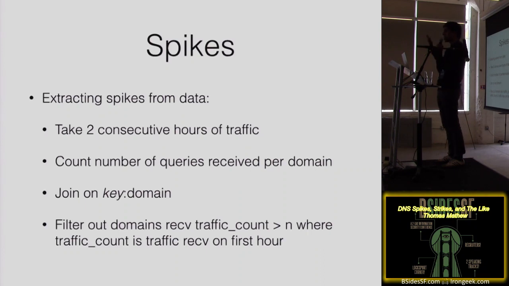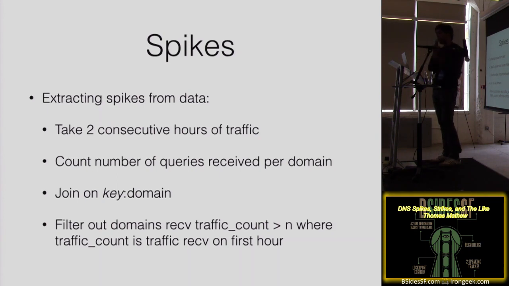Let's take 2 consecutive hours of recursive DNS traffic. Recursive DNS traffic contains information regarding a timestamp, the client IP that is requesting the DNS, the domain name itself, and a set of R codes and Q codes. You first want to then count the number of queries received per domain per hour slice. We then perform a join where the key is the domain, and that allows us to see the domains that have been spiking in hour 1 and in hour 2.